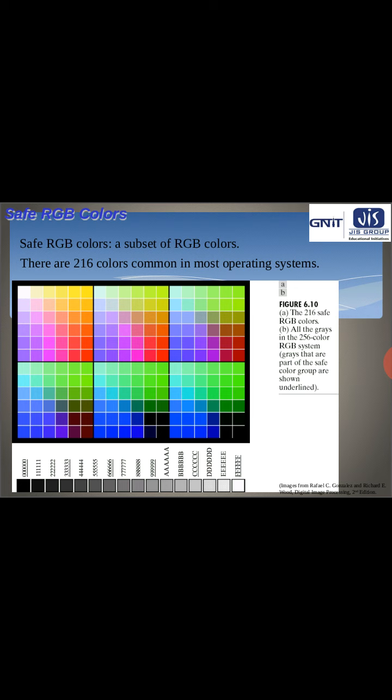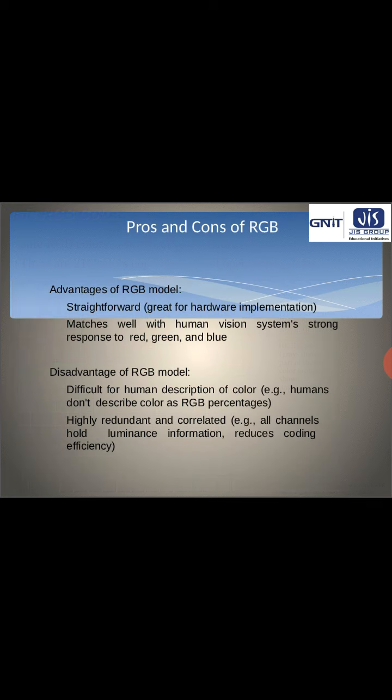Now moving to the next slide, we can see the different pros and cons of RGB image. That means different types of advantages and disadvantages for the RGB model. If we consider the advantages of the RGB model, it is straightforward, that means great for hardware implementation. It matches well with the human visual system, with strong response to red, green and blue. So these were the advantages for the RGB model.